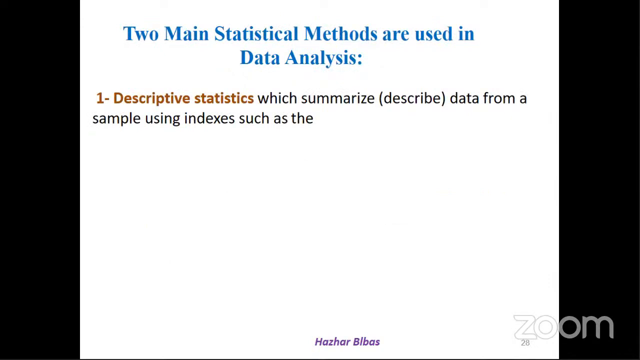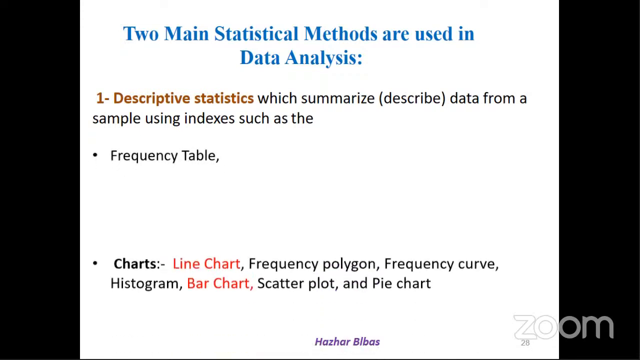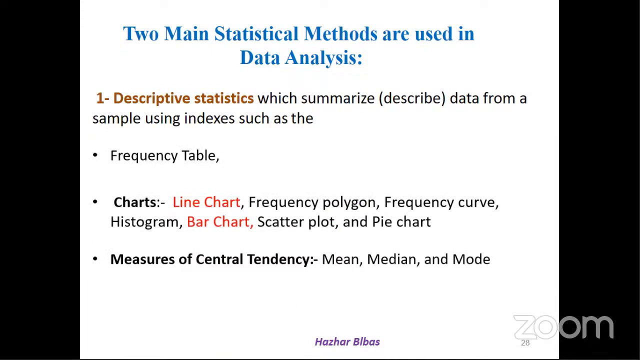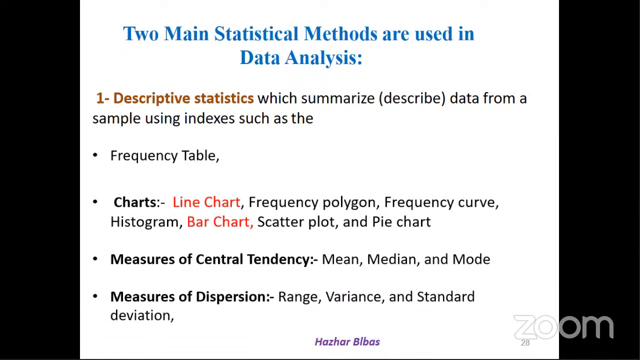We have two main methods in statistics for data analysis: descriptive statistics and inferential statistics. Descriptive statistics means you're going to summarize the data. You're going to describe the data. How? By frequency table, charts, measures of central tendency, and measures of dispersion. It means you're going to use one of them, or two of them, or three of them, or all of them to describe your data set.